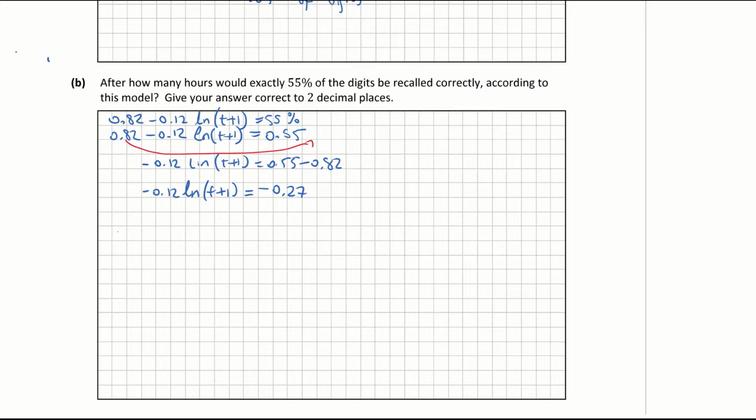I'm then going to divide by the minus 0.12 because it's stuck to that log. So that's giving me ln of t plus 1 is equal to minus 0.27 over minus 0.12. The 2 minuses there will become a plus, and 0.27 divided by 0.12 is giving me 9 over 4, or 2.25 basically. The next step now is coming from my log table.